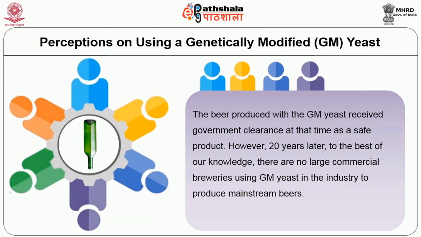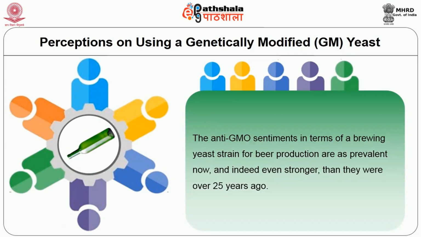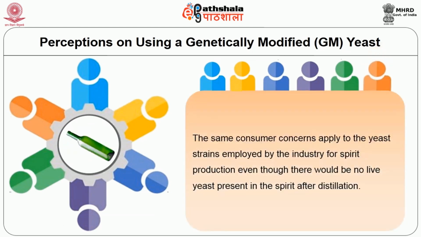However, 20 years later, to the best of our knowledge, there are no large commercial breweries using GM yeast in the industry to produce mainstream beers. The anti-GMO sentiments in terms of a brewing yeast strain for beer production are as prevalent now, and indeed even stronger than they were over 25 years ago. The same consumer concerns apply to the yeast strains employed by the industry for spirit production, even though there would be no live yeast present in the spirit after distillation.